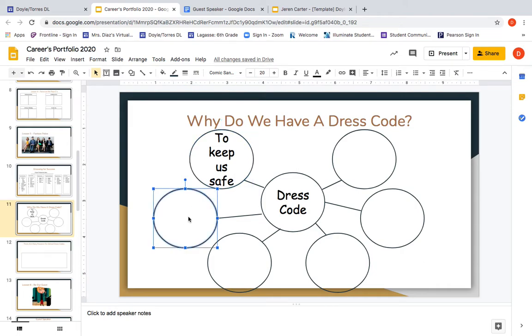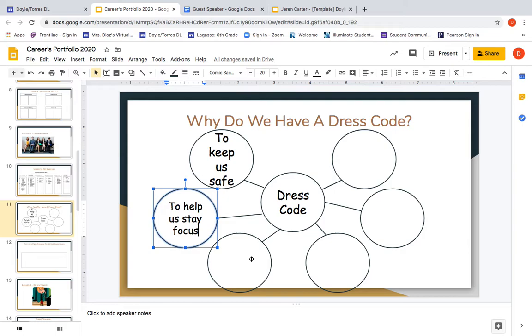Okay. Another reason why we have a dress code at school is to help us stay focused. In other words, not to get distracted. Isn't it distracting if you're looking at another student whose shirt might be showing a tummy or something? It becomes distracting. You get distracted looking at it. So having a dress code saying, okay, no shirts that show your tummy or your belly button can help us stay focused in class.